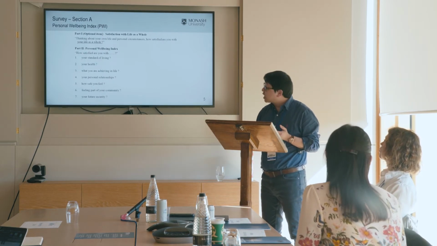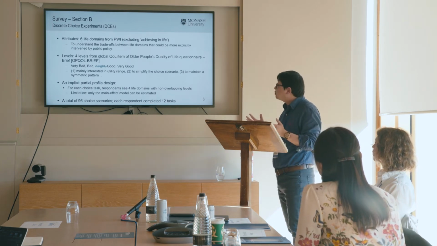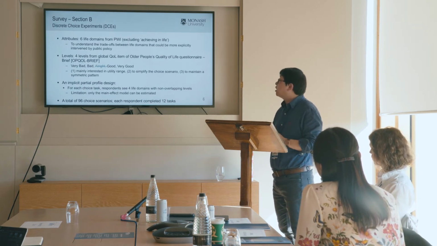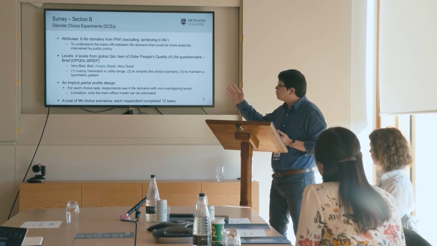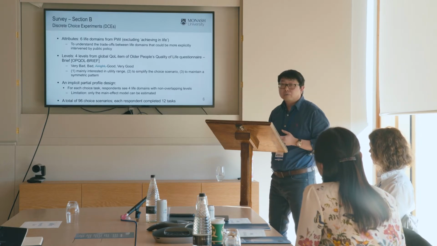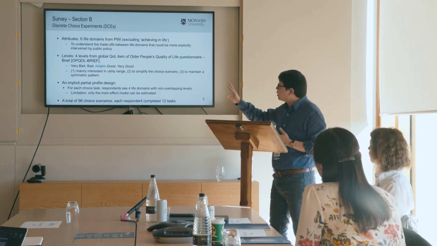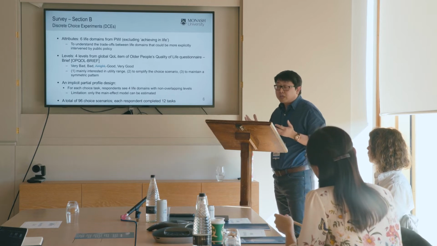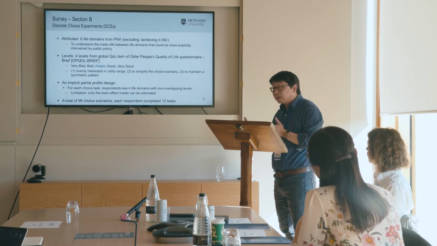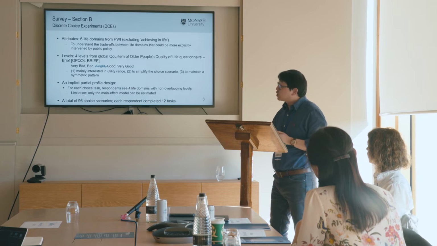For this particular study, because we're really interested in life domains that can be explicitly intervened on by public policy, among the 7 we dropped one, achieving in life, which we think links back to personal background. So we dropped that, leaving 6. And if you have used the PWI before, you know that the range is 0 to 10, which is ideal as an instrument itself, but it would be very challenging to fit into the discrete choice experiment context.